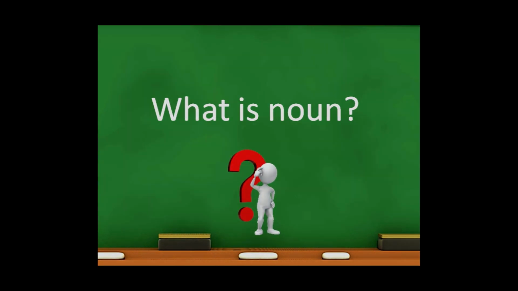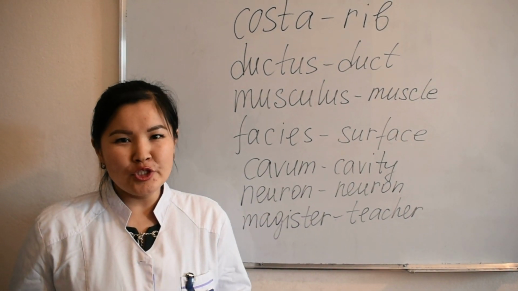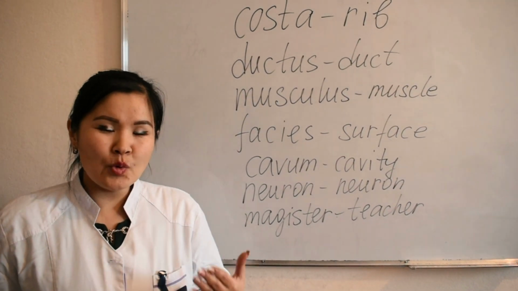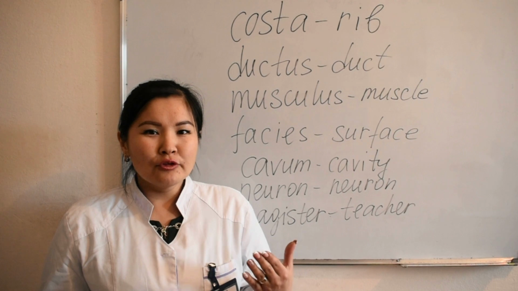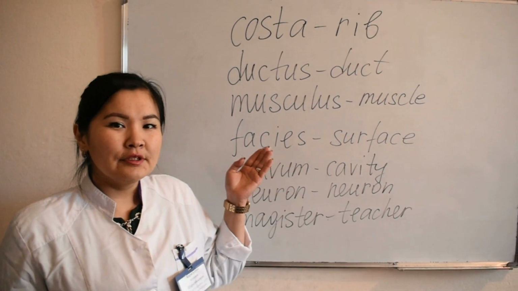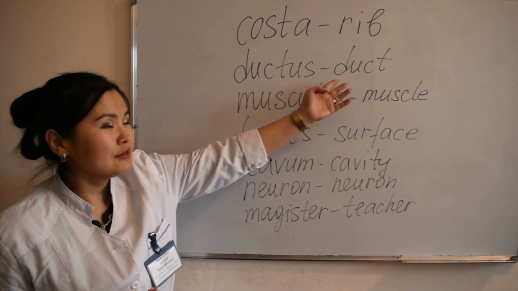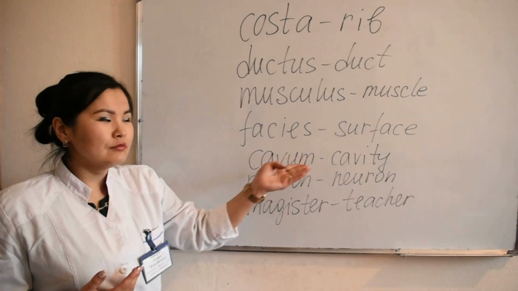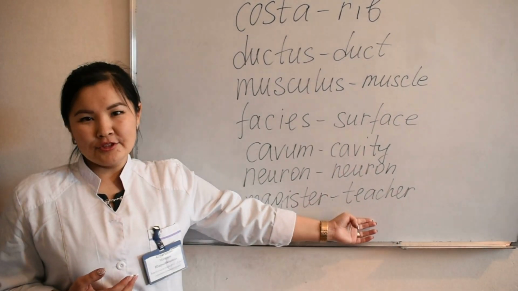What is noun? As you know, noun is a part of speech which is used to name things, objects, places. As well as we are studying medicine, our nouns will name structures of human body. Look at the example of Latin nouns. Costa, rib, ductus, duct, musculus, muscle, facies, surface, cavum, cavity, neuron, neuron, and magister, teacher.